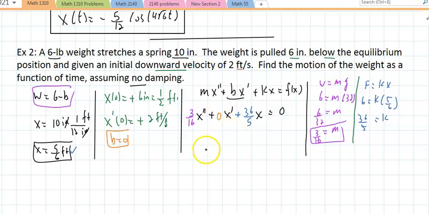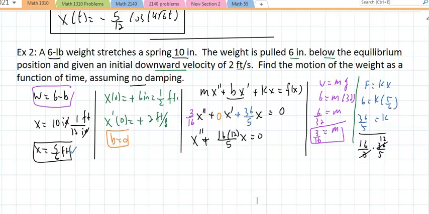I need to clear the fractions. So x double prime plus, if I multiply both sides by 16 over 3, 3 divides 16 times 12. So I'm going to have 16 times 12. You could use a calculator on that, but let's keep it 16 times 12 divided by 5, x equals 0. All right, there's the equation.